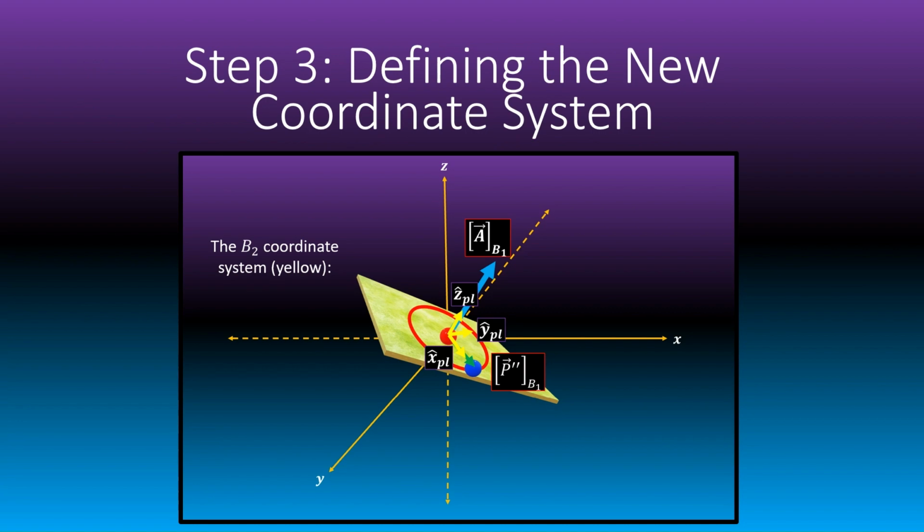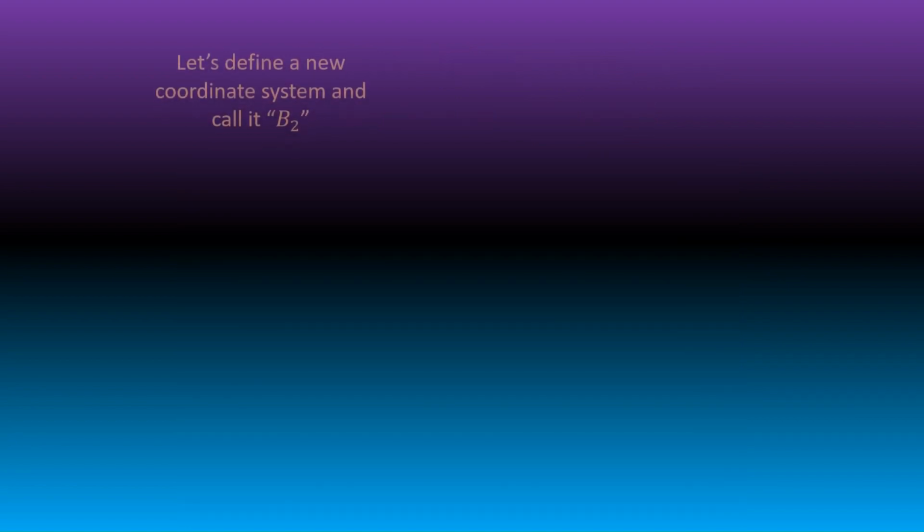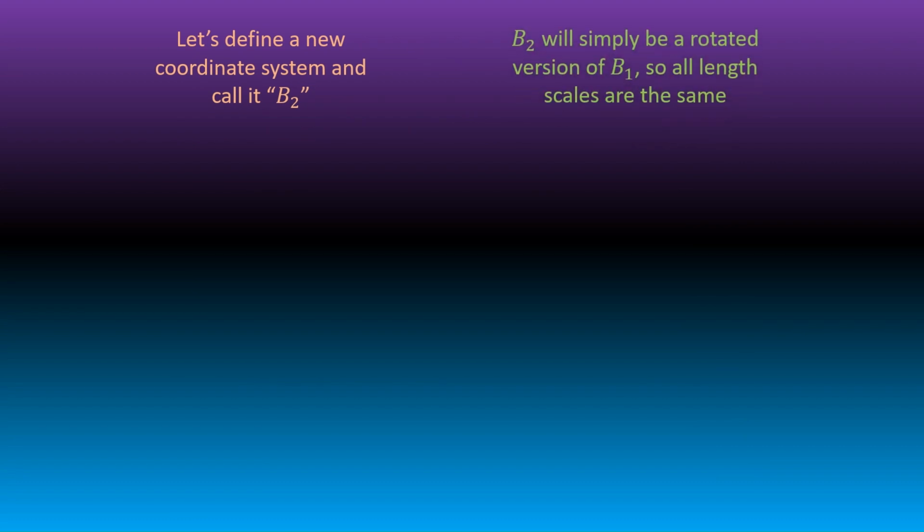Alright, so step 3 in explaining why this thing is so scary is defining the new coordinate system that will be located on our plane. And I will show you what I mean. Let's define a new coordinate system and call it B2. B2 will simply be a rotated version of B1, so all length scales remain the same.